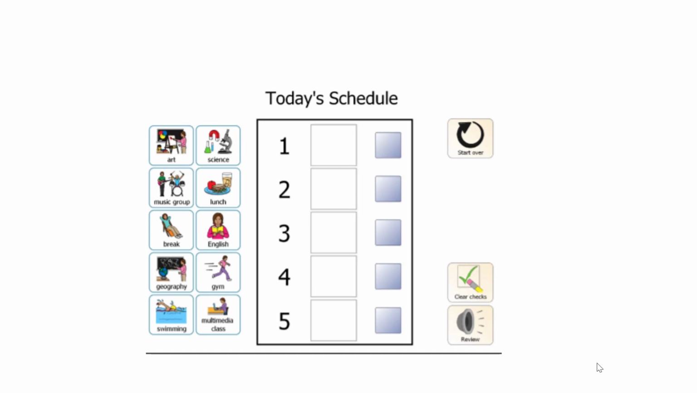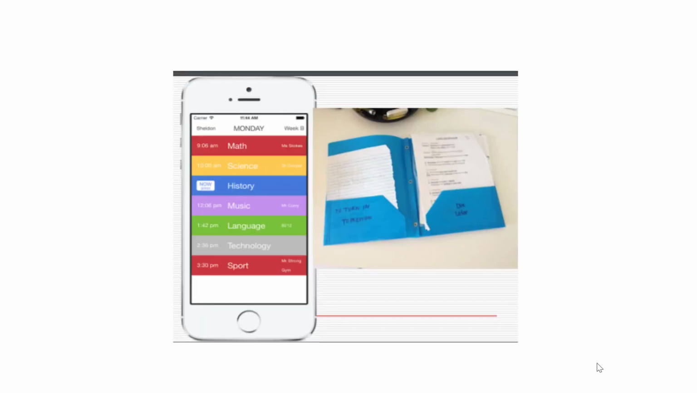Here's an example of a daily task schedule where icons represent events throughout the day and can be sequenced in a vertical strip with tasks numbered 1 through 5. There is a voice output or text-to-speech support embedded here, so that if this were an overlay on an iPad, the schedule could be read aloud to the student.